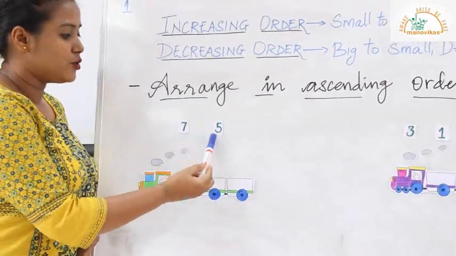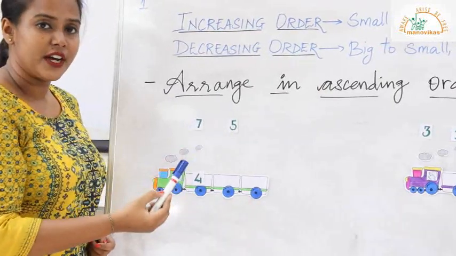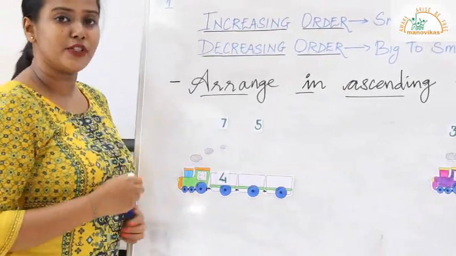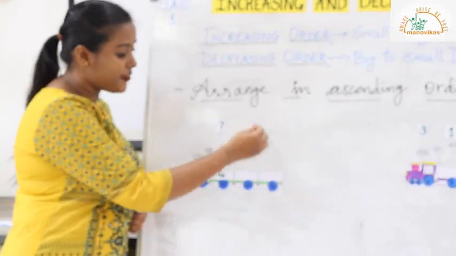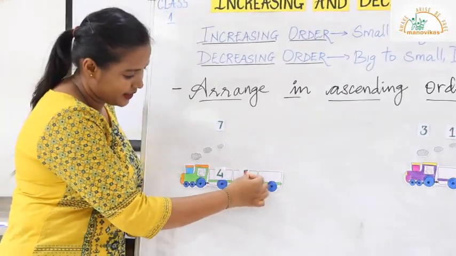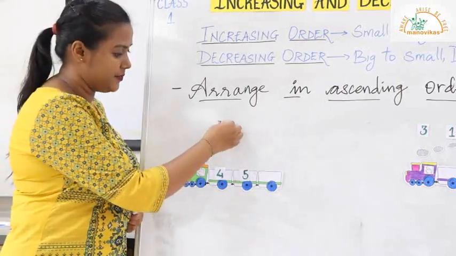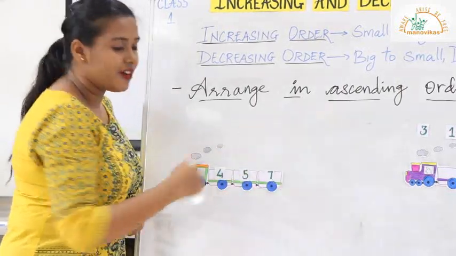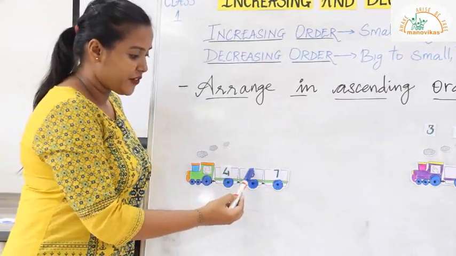Now we have 2 more numbers, that is number 7 and number 5. Which is the smallest number among the 2? Yes, it is number 5. And the last number which we have is number 7. So here we have arranged the numbers in ascending order: 4, 5 and 7.